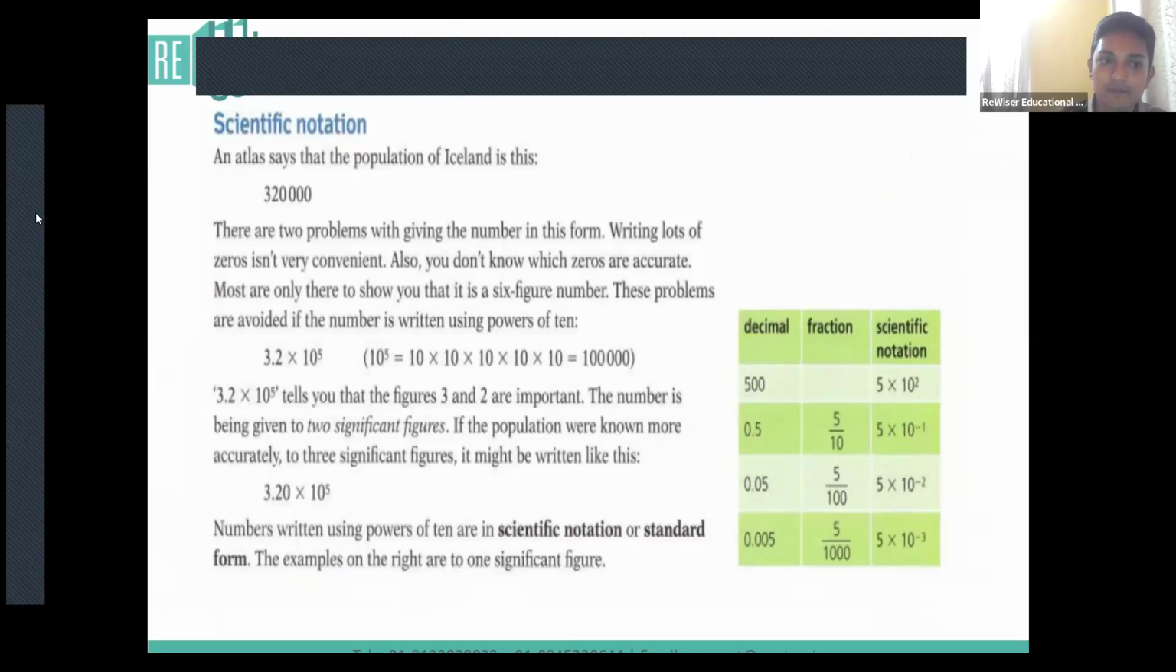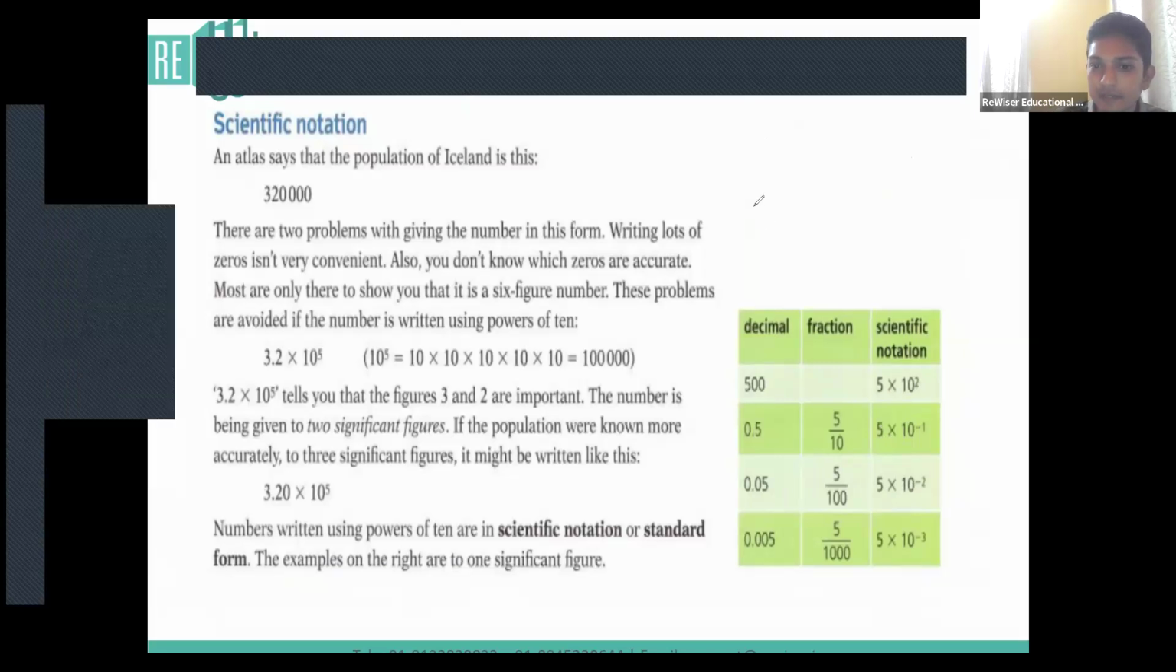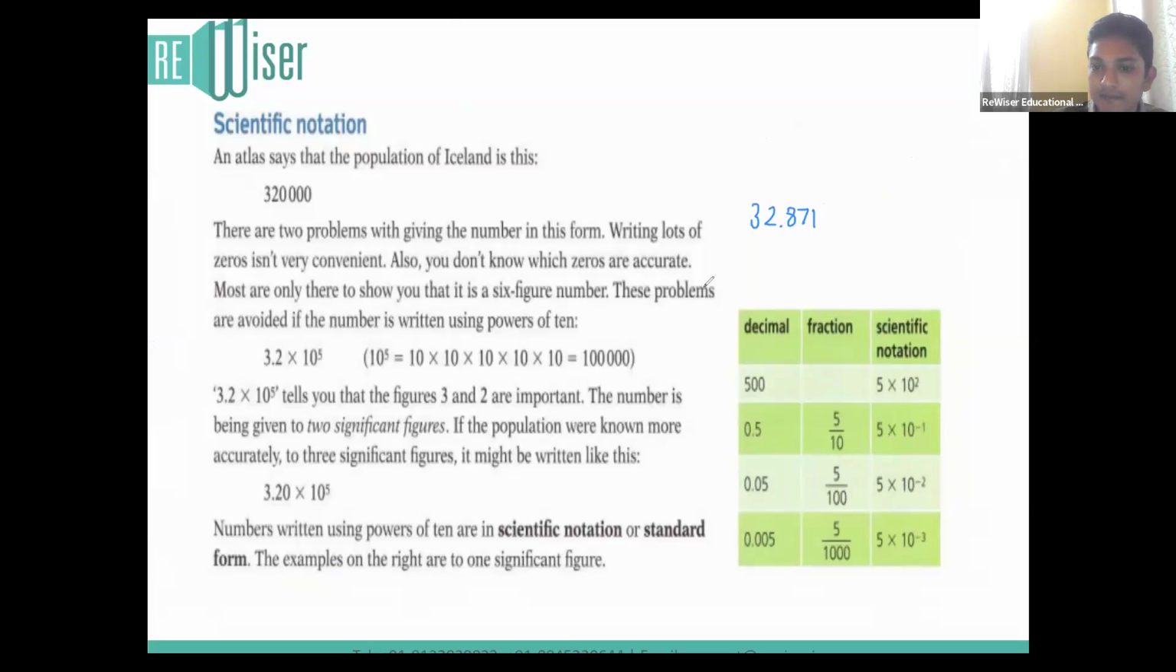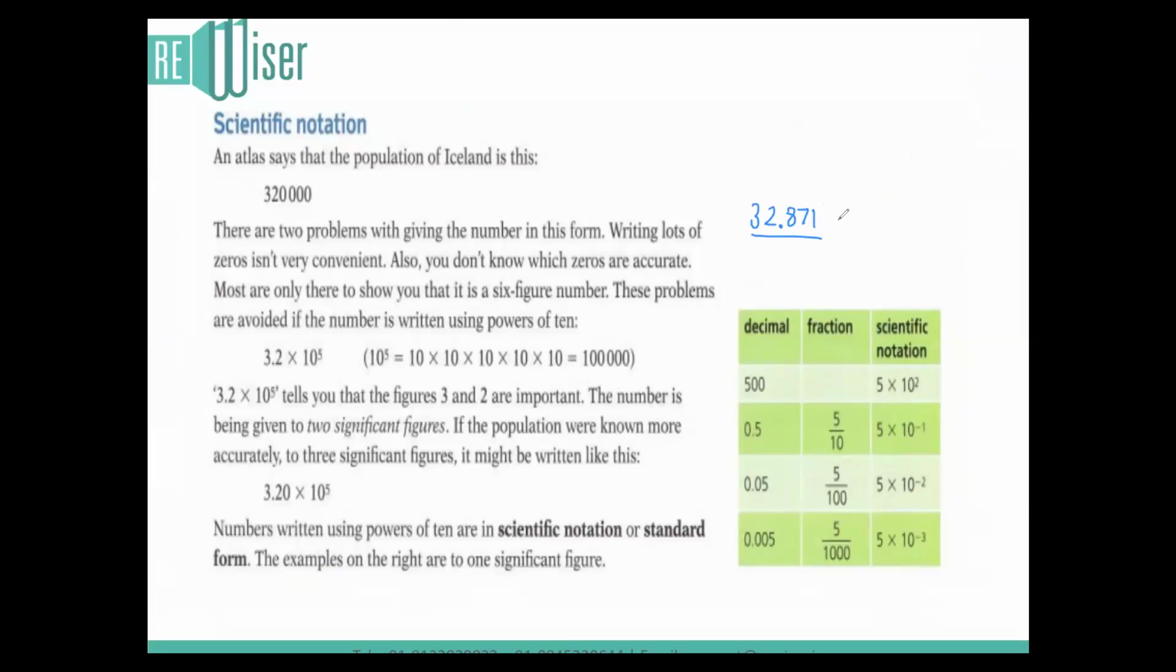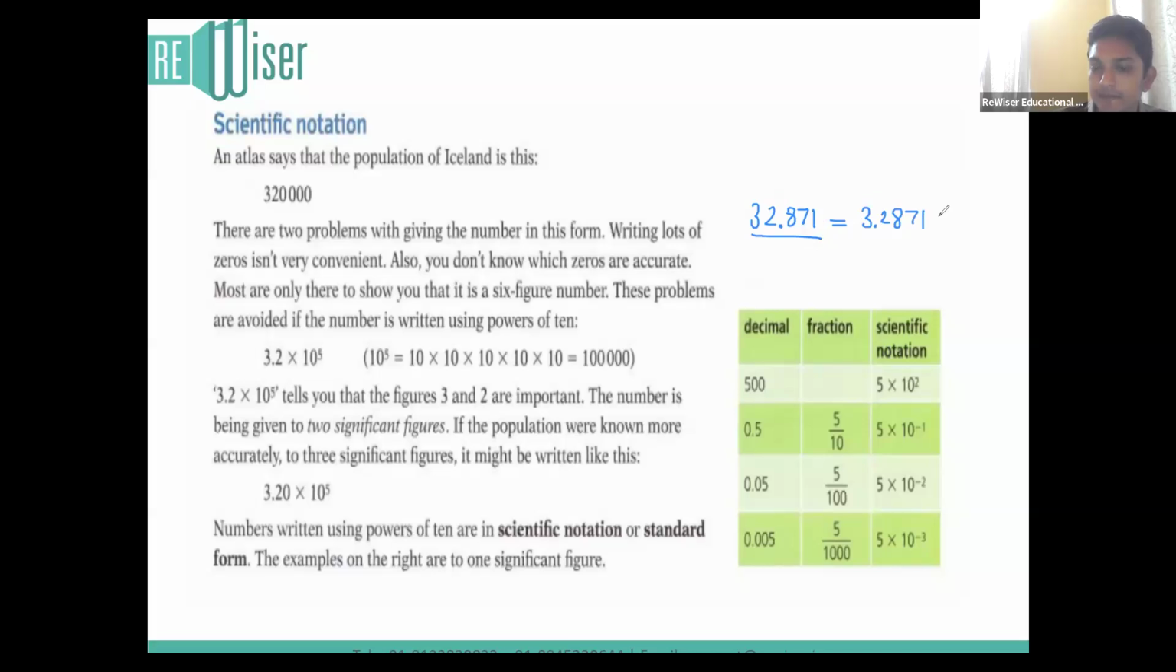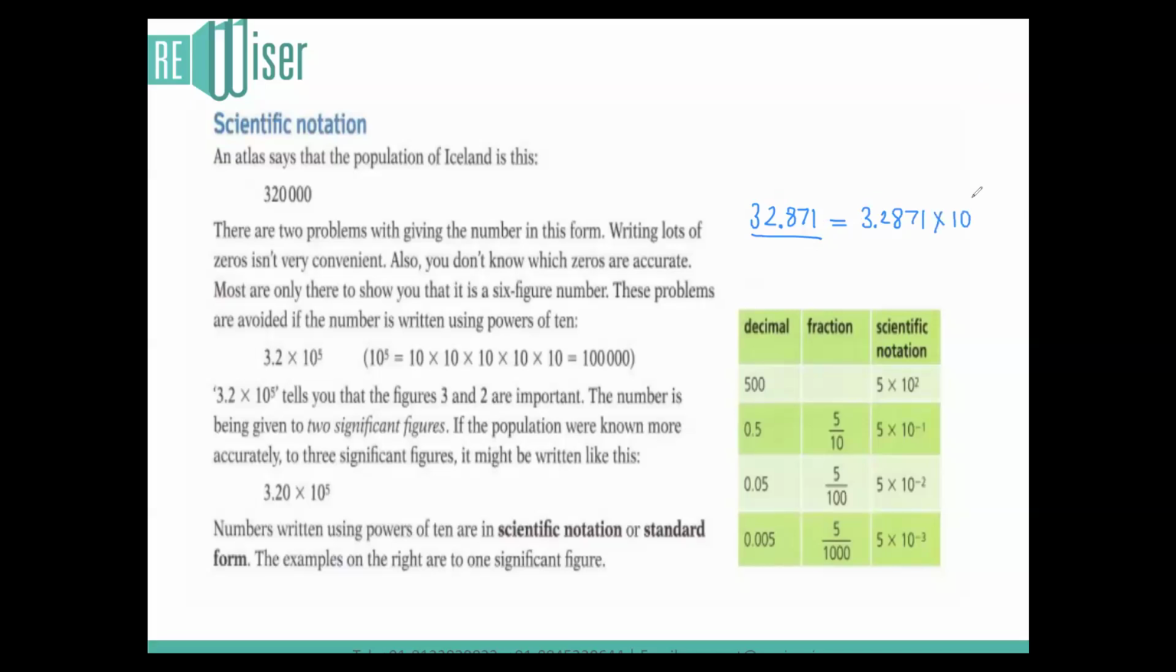What if you have this data, 32.871? What's the scientific way to represent this? Write it in the standard form, where before the decimal, towards the left, there should be only one numeric value. Correct. So you would rewrite this as 3.2871 into 10 to the power 1. You will shift it to the left. Correct.